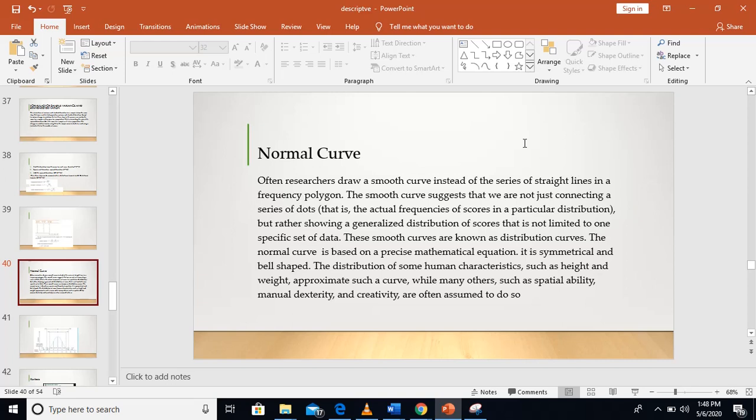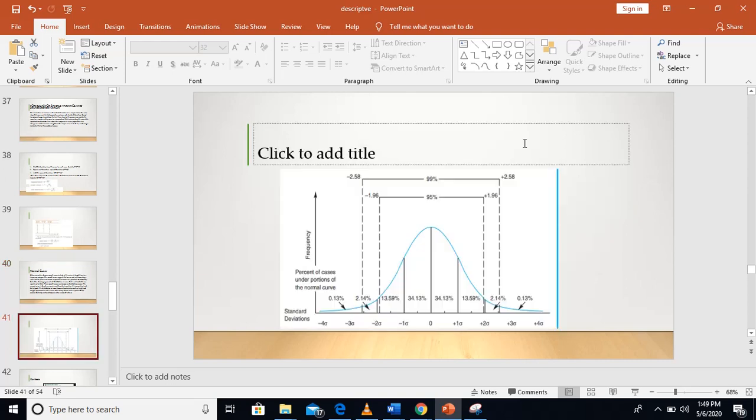The normal curve is based on a precise mathematical equation. It is symmetrical and bell-shaped. The distribution of some human characteristics such as height and weight approximates such a curve, while many others such as spatial ability and creativity are often assumed to do so. Here is a pictorial view of the normal curve.